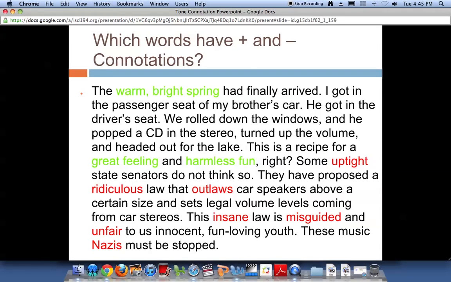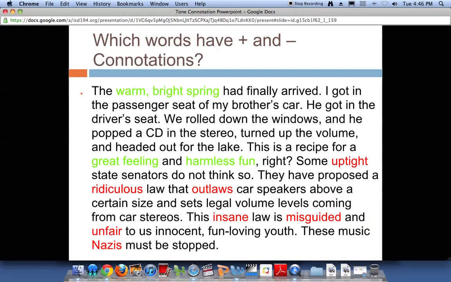Going back to the beginning of this presentation, when I said these two things, connotation and tone, are interrelated, this is evident right here. We can see that we have positive connotative words at the beginning and negative connotative words at the end. We can see that the tone shifts from being fun and lighthearted for the first half of the passage to being negative and judgmental in the second half of the passage.